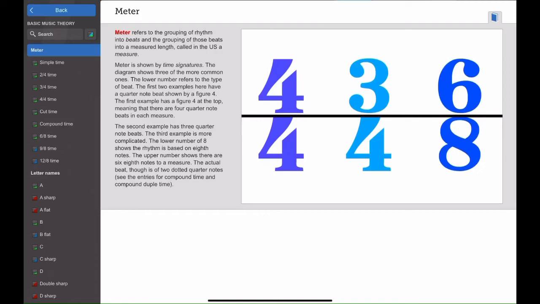I'm going to talk to you about the basics of music theory. I'm sure that you know most of this. I have talked to you many times about it. But let's go over meter.